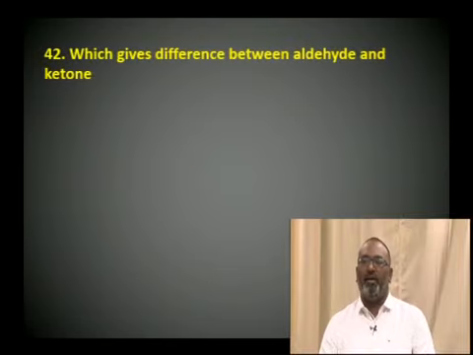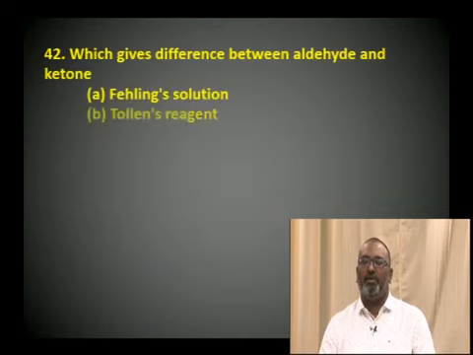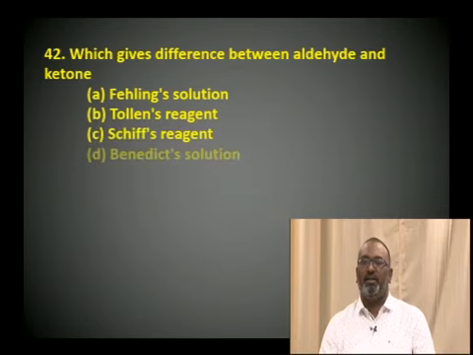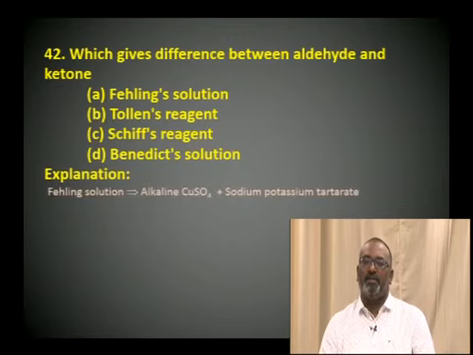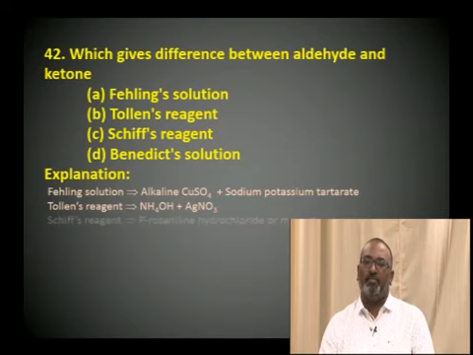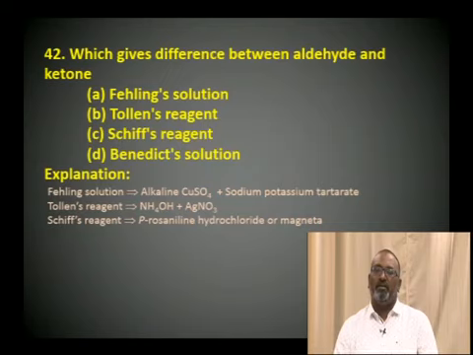Which gives differences between aldehyde and ketone? Fehling solution, Tollens reagent, Schiff's reagent, Benedict solution. Fehling solution is a mixture of alkaline copper sulfate and sodium potassium tartrate. Tollens reagent is a mixture of ammonium hydroxide and silver nitrate. Schiff's reagent is para-rosaniline hydrochloride, also called magenta. Benedict solution is alkaline copper sulfate and citrate ions.